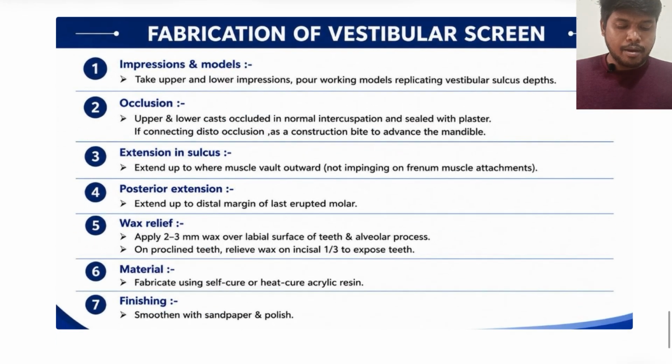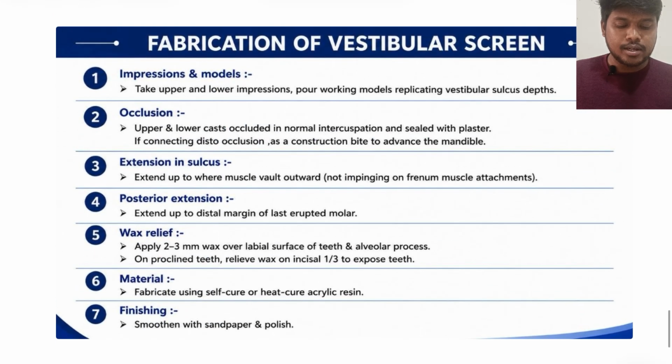Now let's see the fabrication of the vestibular screen, how it can be fabricated. First of all, we take impressions of the patient, pour the cast, and make the upper and lower models. We occlude the models with plaster of Paris, and then we extend the appliance up to where the muscles bulge outward. Extension in the sulcus: we extend up to where muscles bulge outward, not impinging on the frenum and muscle attachments. So we will extend it to the sulcus.